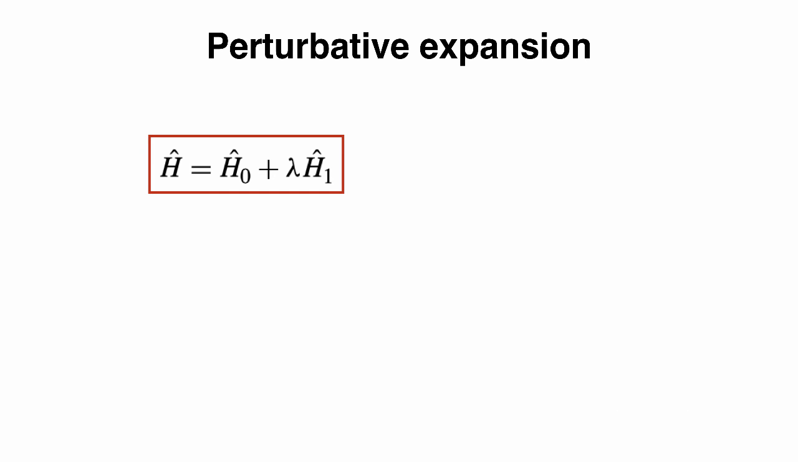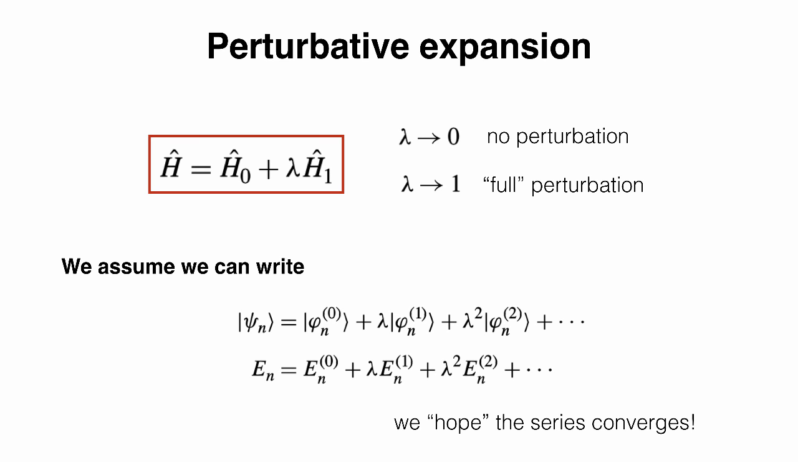Okay, so the perturbative expansion for this will be written as in the red box. The idea is that we introduce a coefficient lambda, which represents the strength of the perturbation. For example, if lambda is equal to 0, we end up with the unperturbed problem. If lambda is equal to 1, we have the real system with the full perturbation. So we are going to study this for lambda going from 0 to 1. Okay, so let's see how we can do this.